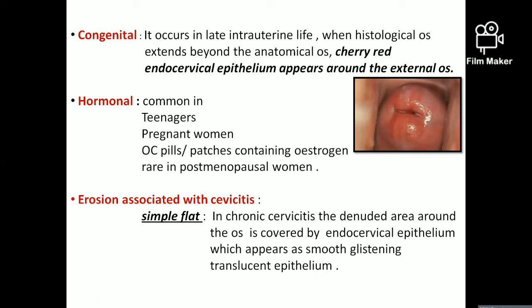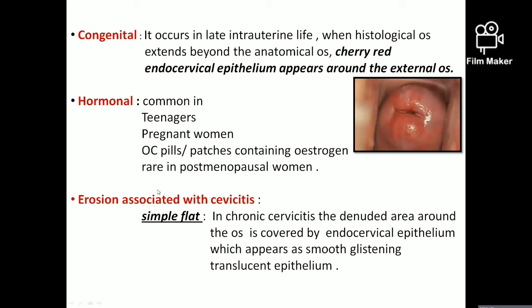It is due to the maternal estrogen in the female newborn girl. Why is this congenital erosion occurring? Because of high levels of maternal estrogen during pregnancy. Remission occurs after childbirth. Once the mother has delivered, slowly and steadily it is removed. It heals by itself. Then hormonal. Hormonal fluctuations are commonly seen in teenagers. I already told you it is the reproductive age group. It is seen in pregnancy. It is seen in those women who are on OC pills or on patches containing estrogen. It is rarely seen after the postmenopausal period. We know there is hormonal deficiency.